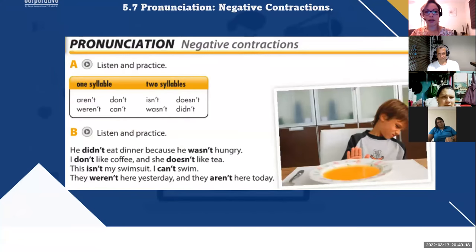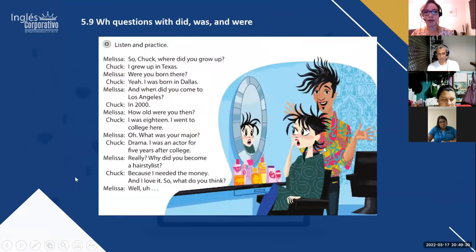Okay, so this is what we already did. So we have this in the presentation and as well, in case that you want to continue practicing this topic at home. And we're going to move to the next exercise, which is about the WH questions we did, was and were. We're going to watch the video as well.